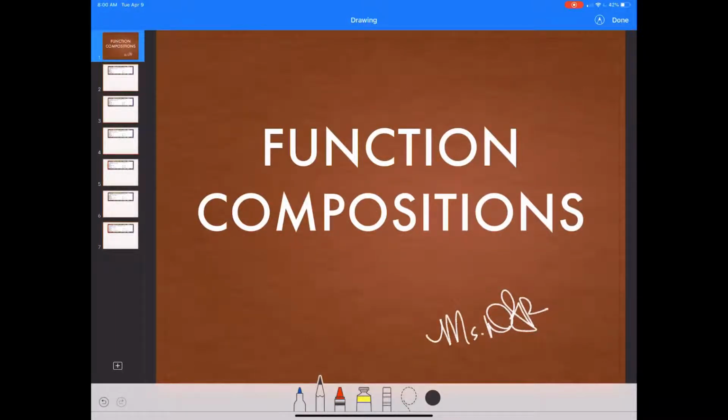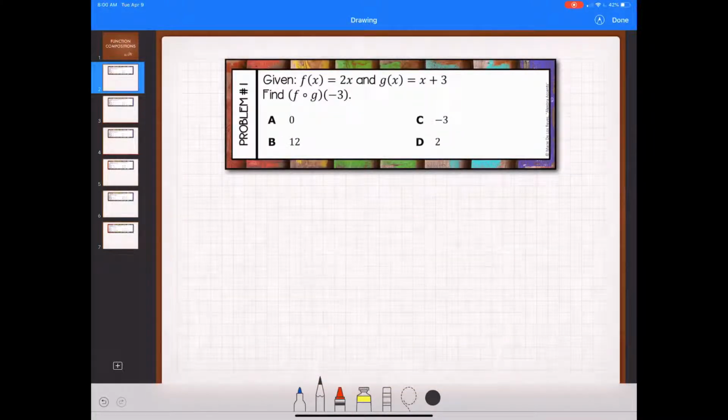Today we're learning about function compositions. One of the things that's new in this lesson is the notation. You'll notice here you see an f, a little circle, a g, and then another set of parentheses with a -3. This little circle means to compose. What that means is you're going to put one function inside of the other. So this reads the composition of f and g of -3.